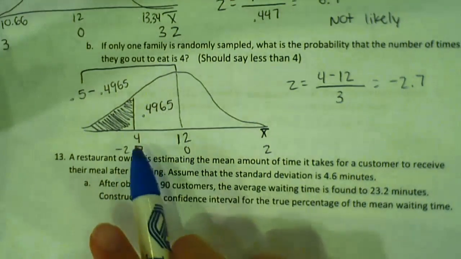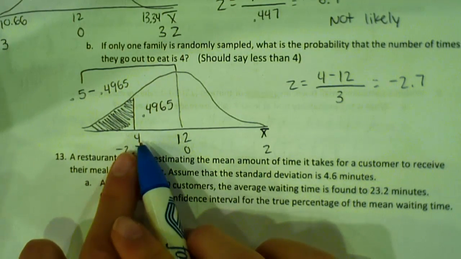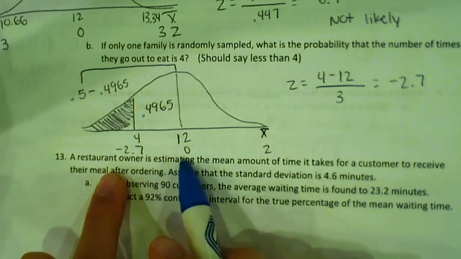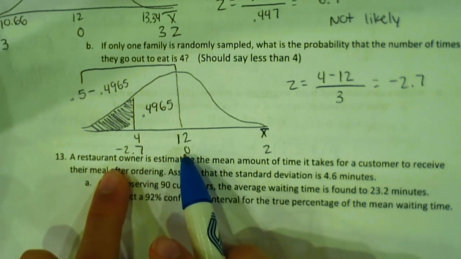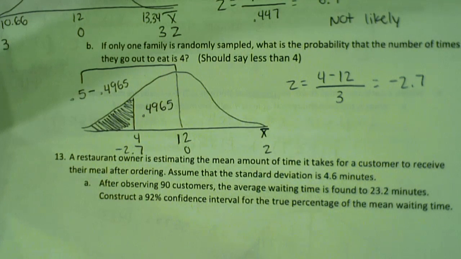Because if we're looking at 4 right here, we know that this is going to be less than the mean. It's just more position stuff. It doesn't really matter when you're looking at the z on the z table.